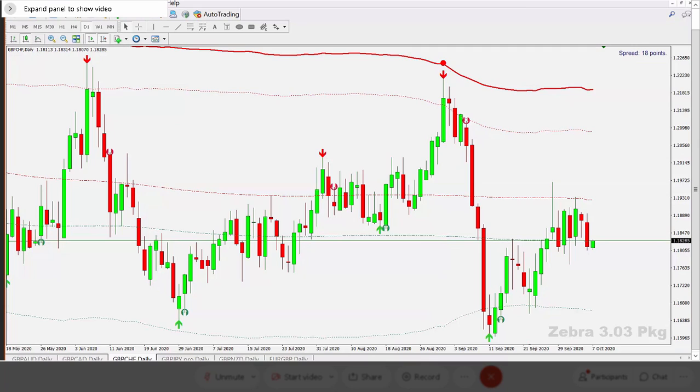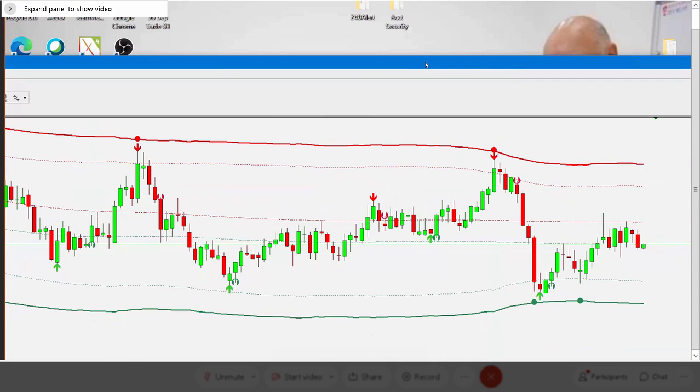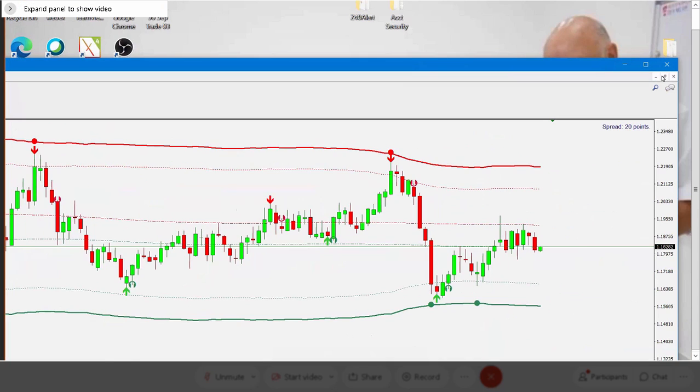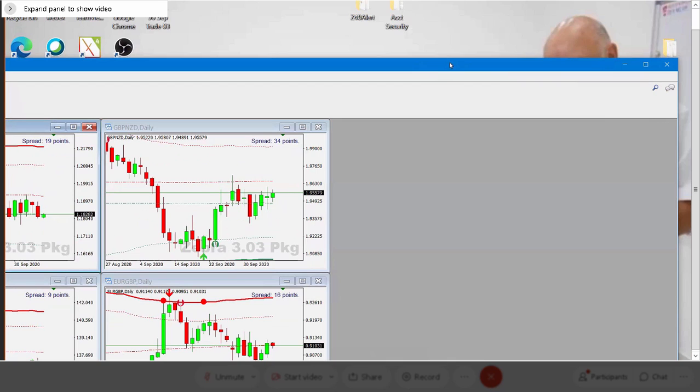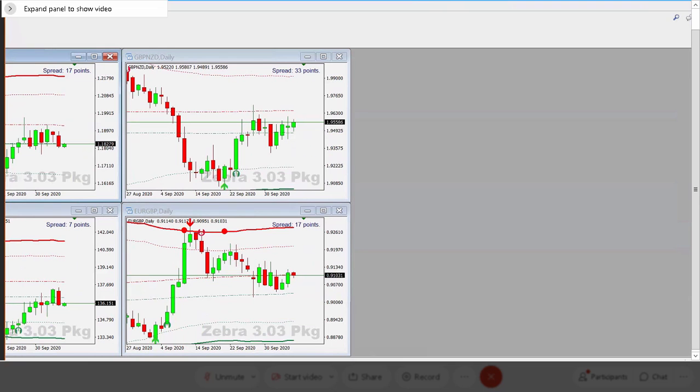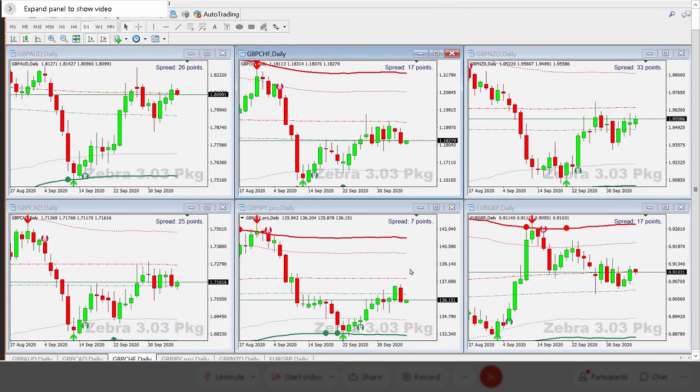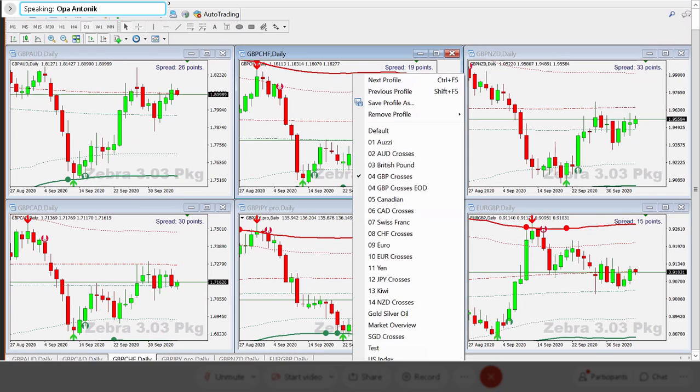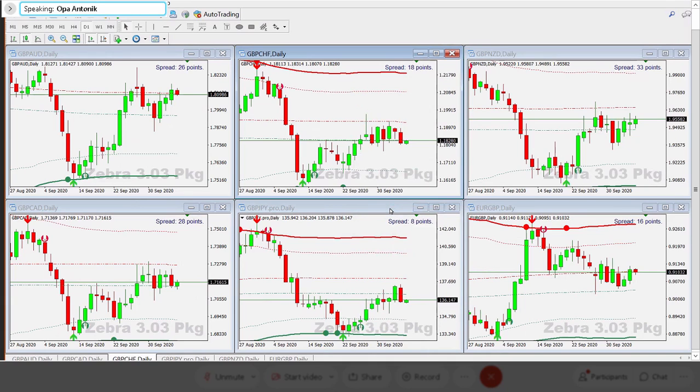All right, so now let me go ahead and, where is that? There we go. We've got to bring this back up here. All right. So we can see here there's nothing in the pound. So let's go to the next one, and that'll be the CAD crosses.